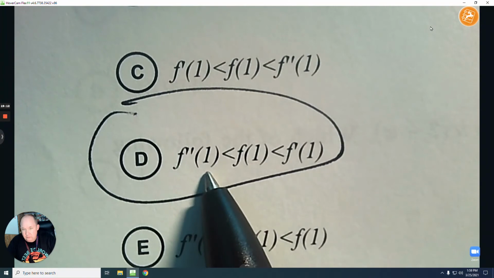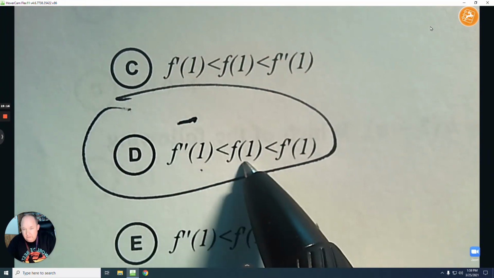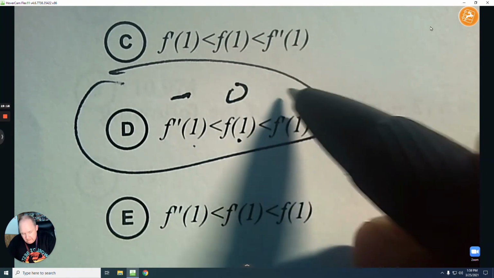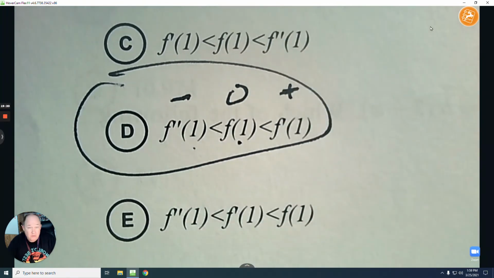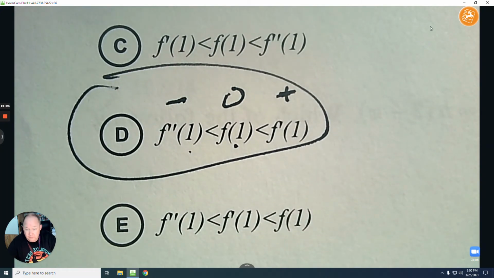So the second derivative is smallest because it is negative. The next one is next because it's 0. And the next one is the largest, or the least smallest. The first derivative is positive because it's increasing.